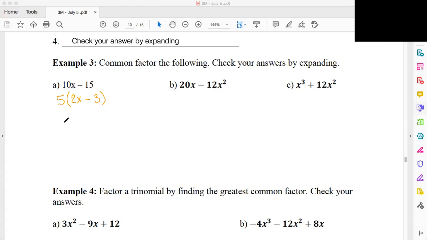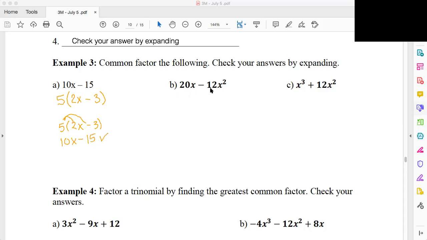Okay, so for us to check, we're going to expand. So you're going to do 5 times 2x minus 3, and you're going to do our little rainbow here. So 5 times 2x is 10x. 5 times negative 3 is negative 15. So it's good.